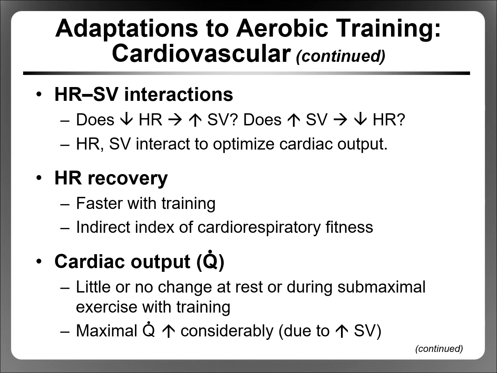And then we know that with cardiac output, we see little to no change at rest and submaximal exercise, even when you train. Most of our changes in cardiac output are going to be at the maximal level, and this is due to the considerable changes and increases in stroke volume.